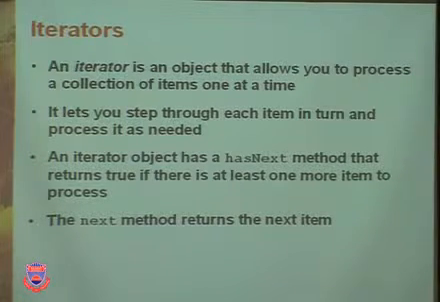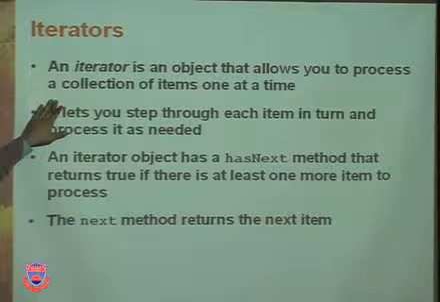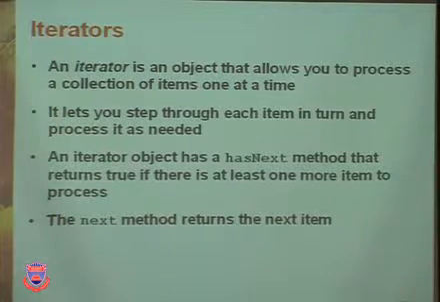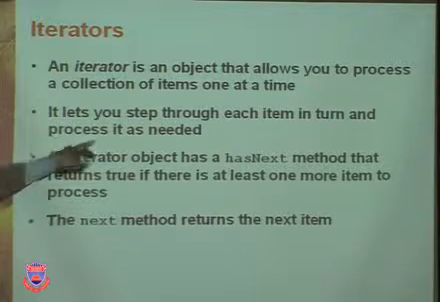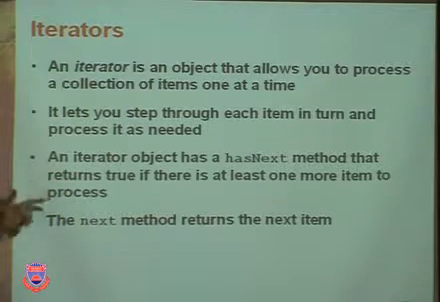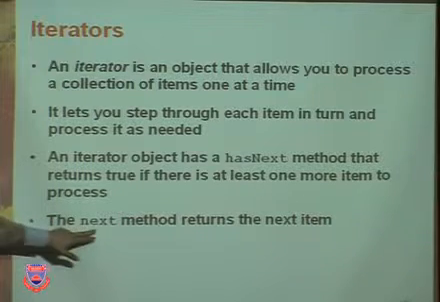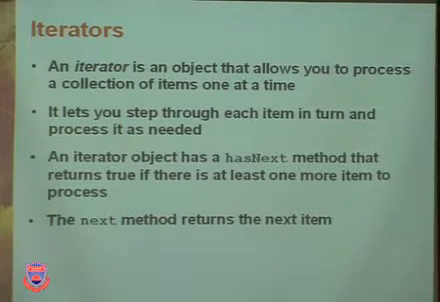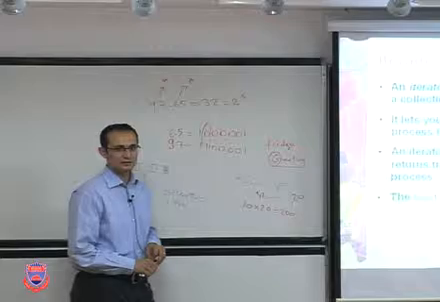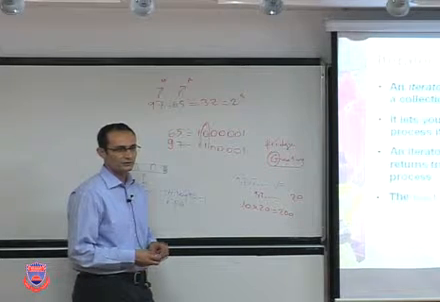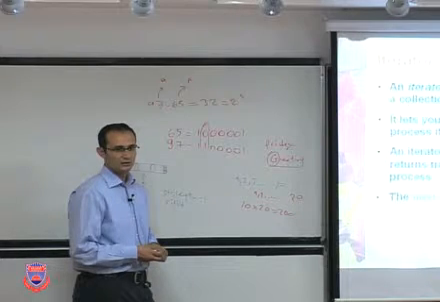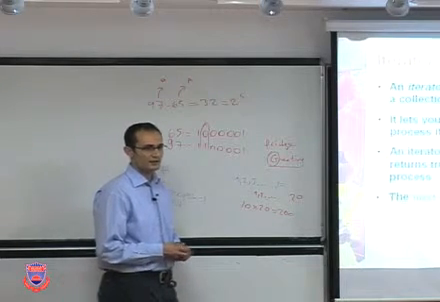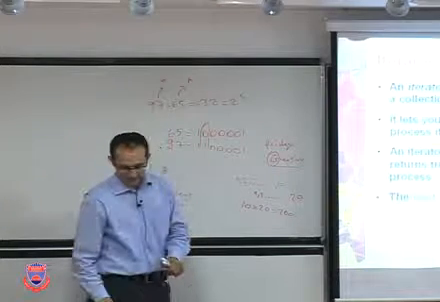So I will finish this with the iterators. An iterator is an object that allows you to process a collection of items one at a time. So you can iterate over the objects and operate on them one at a time. So you can step through each item and process it as needed. The next method returns the next item. So if you recall, we were using iterators in for loops. What was the term that we were using for iterators in the loop? We had a different kind of loop, similar to for each, right? We had the for each loop, which has a variable that iterates over the collection.